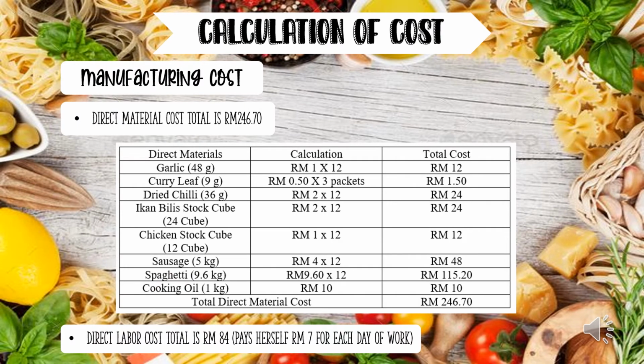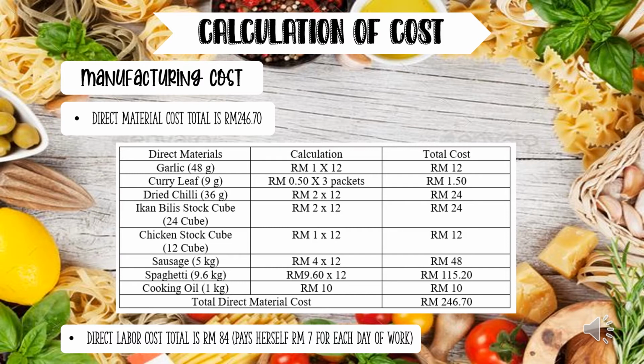For the manufacturing cost, the total direct material cost is 246.7 ringgit. The total direct labor cost is 84 ringgit. The owner pays herself 7 ringgit for each day of work, but she works 3 days a week.